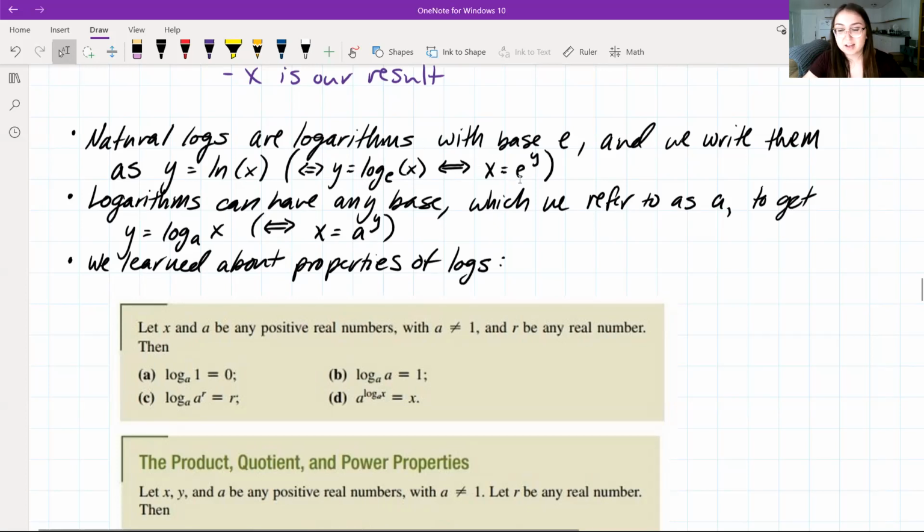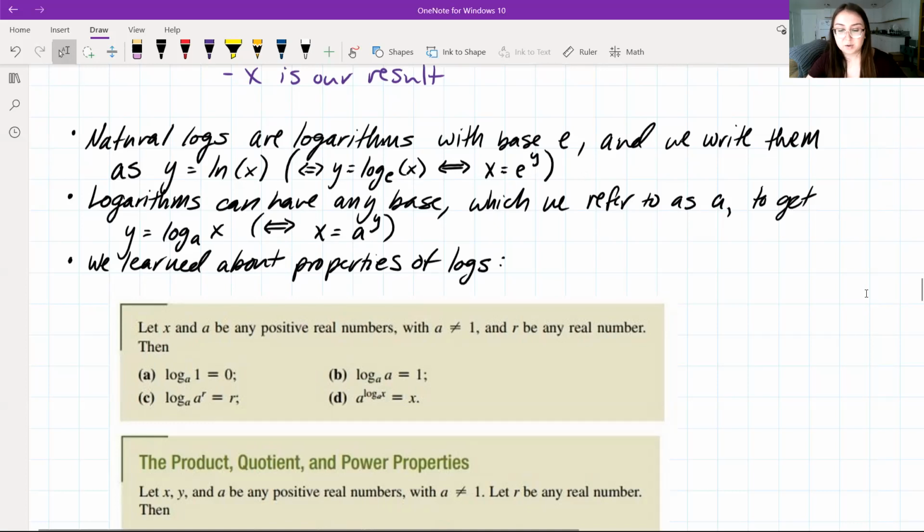Then we know that this equation, y is equal to the natural log of x, is also equal to the equation x is equal to e to the power of y. Like we said before, e becomes the base of our exponent, which is y, equal to what we were taking the log of, which was x.